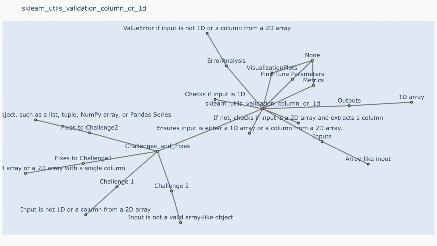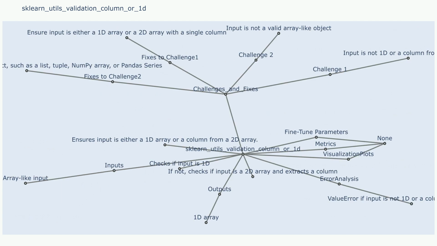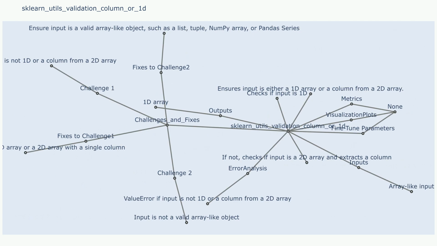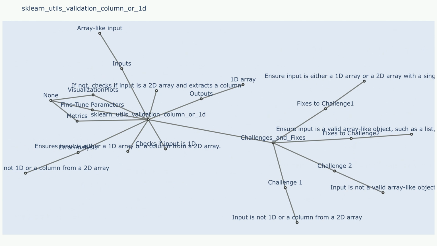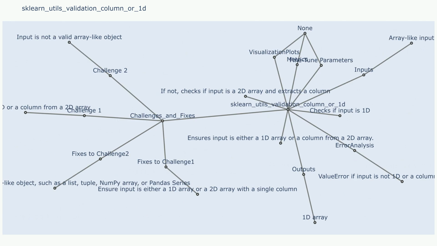It can be either a one-dimensional array or a two-dimensional array matrix where each row represents a sample and each column represents a feature. Outputs: X1d. This is the output. It is guaranteed to be a one-dimensional array, regardless of the input shape of X. If X was already one-dimensional, it is returned as is. If X was two-dimensional, a single column is extracted and returned as a one-dimensional array.